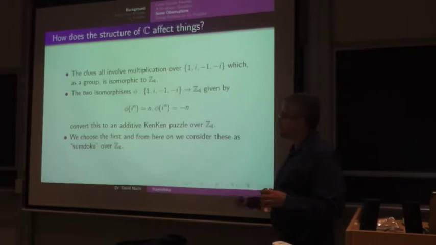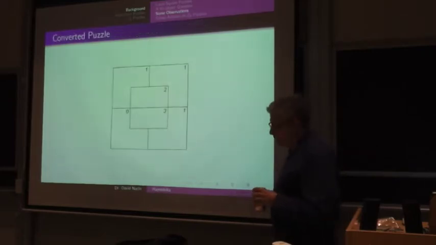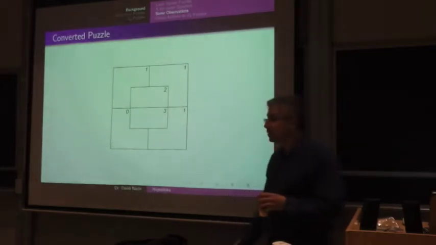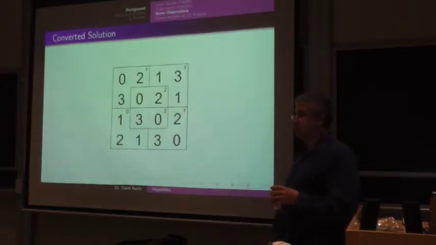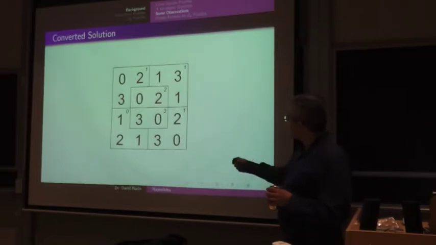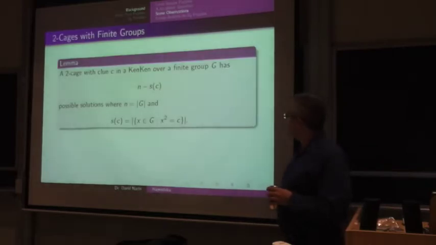I have two choices. I have to map generators to generators. I'm going to pick the first of these two choices. I'm going to map i to 1, and I'm going to make these into some doku over the group Z4. So this is the converted puzzle, and this is the converted solution, and I'm going to call this a sumdoku. I'm not going to bother writing in the operations anymore because they're all going to be addition.